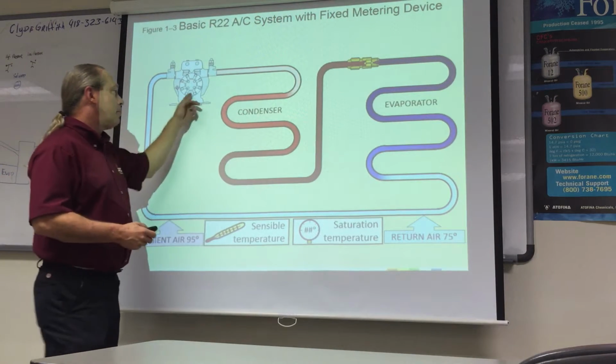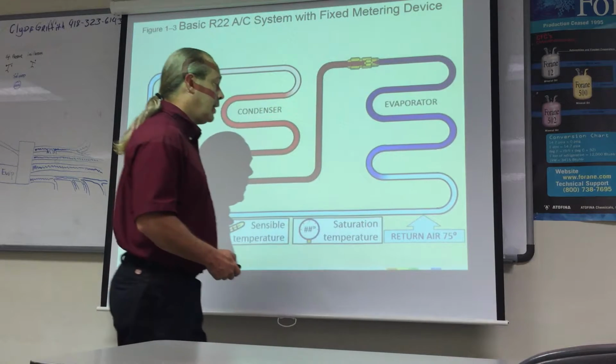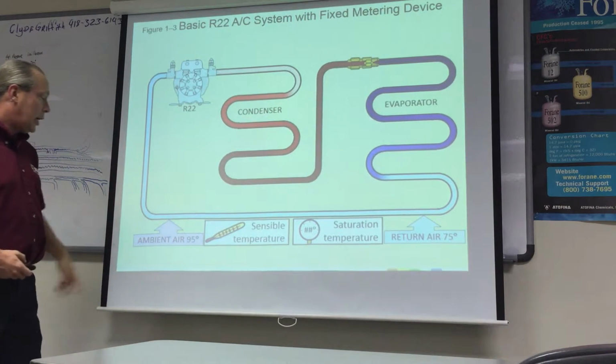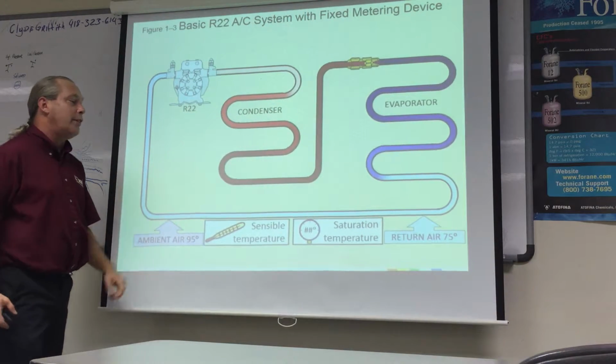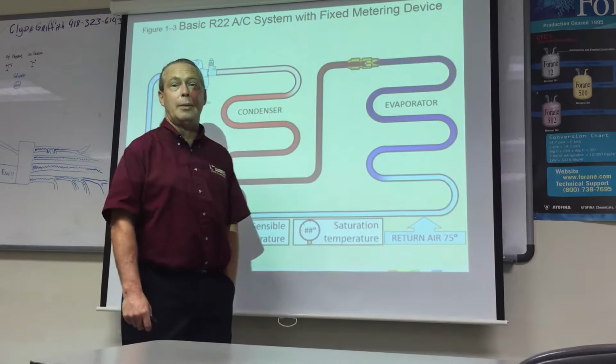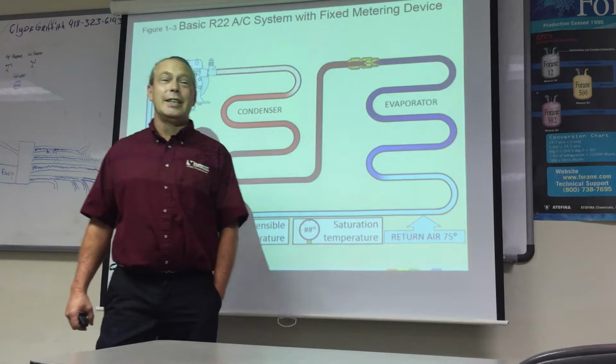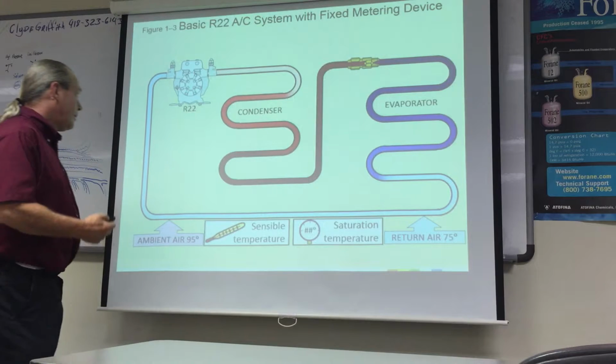And here we have our compressor, our two coils now, our metering device, and our evaporator. Our ambient air temperature is still 95. Our return air temperature is 75, so we're talking about high temperature refrigeration or air conditioning, depending on what you want to call it.